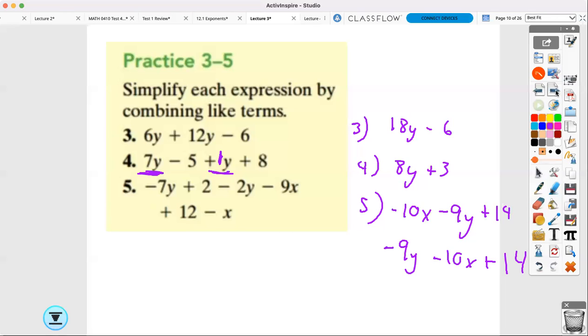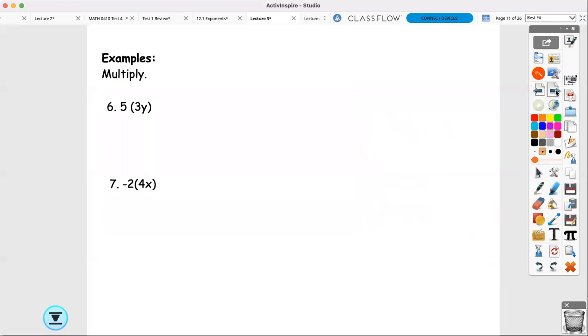All right, let's keep going. So here are some more examples, guys. Example 6 and example 7. Here we're just going to basically multiply. I'm going to give you a minute to set these up in your notebook.